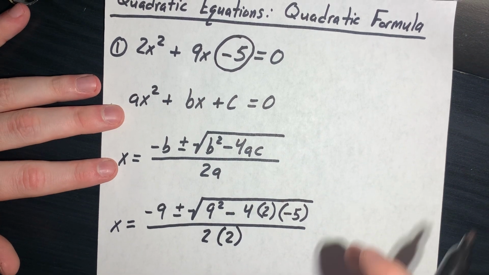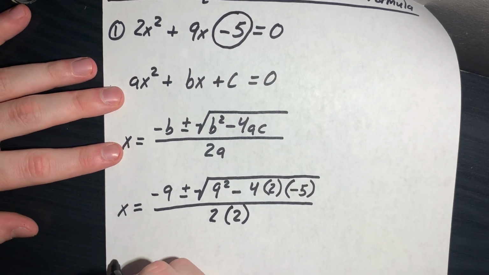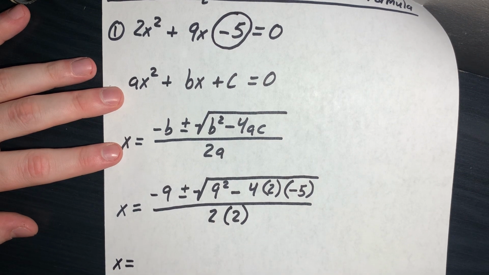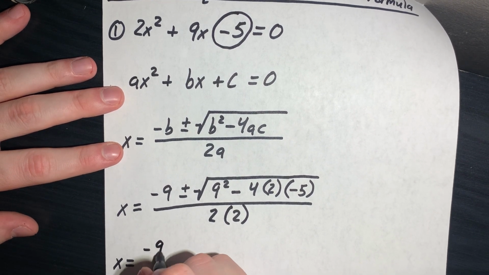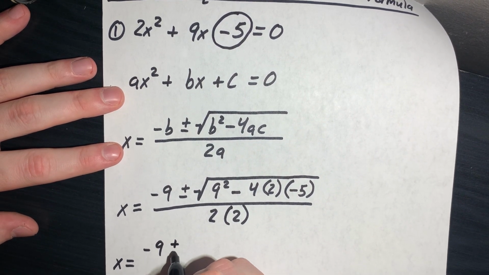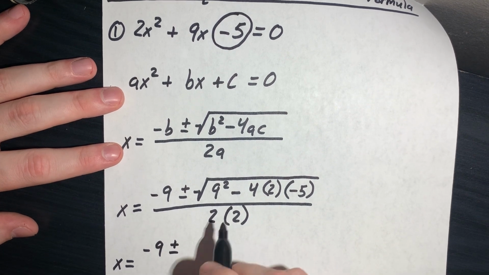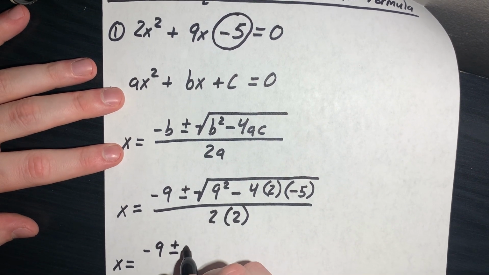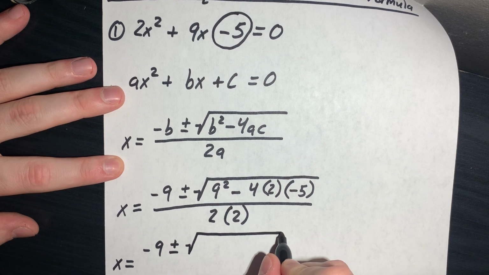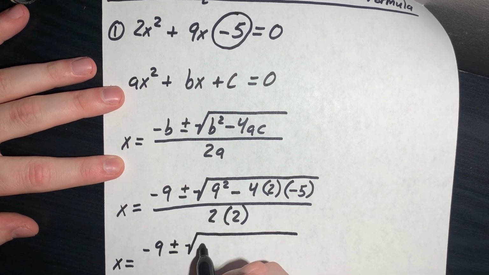And now all we have to do is treat this basically like an order of operations problem and just simplify the math with some arithmetic. So let's see here. What's our next step going to be? Bring down the negative 9. We can't do anything with it yet. Plus or minus. Let's see here. We'll start with our exponent. So 9 squared is going to be 81.